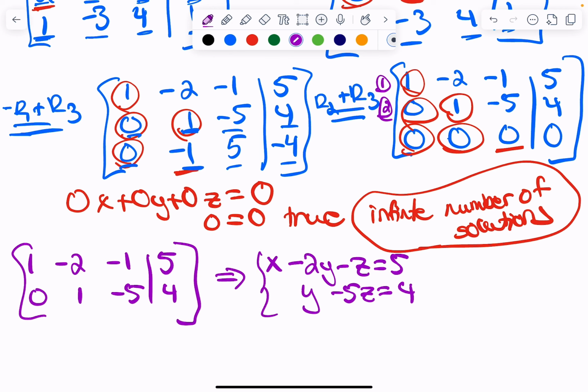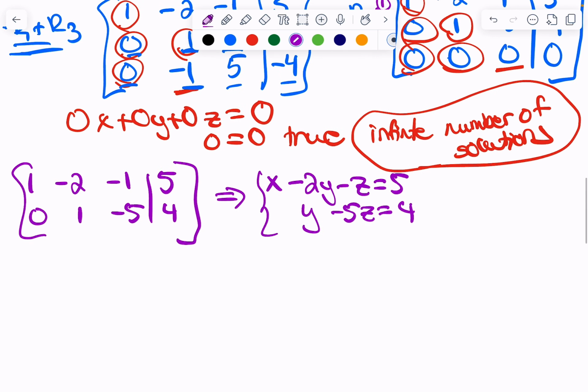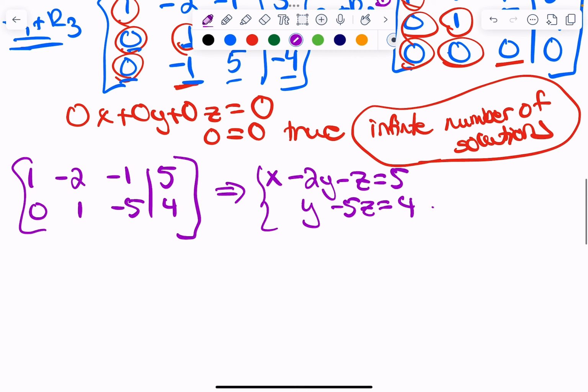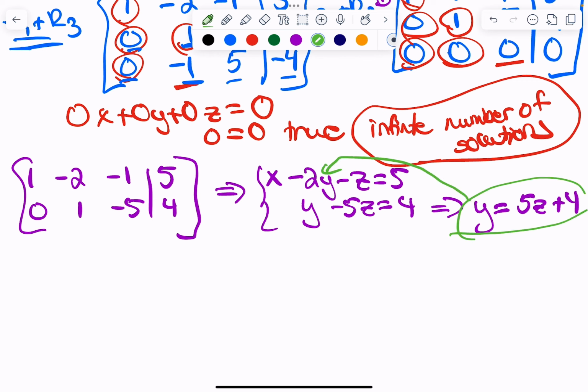These are our two systems of equations now. Now, what we're going to do next is solve this for y. So we move the 5z to the other side, so we get y equals 5z plus 4. We're going to go ahead and plug this into the y over here.